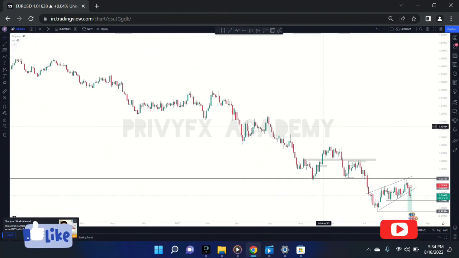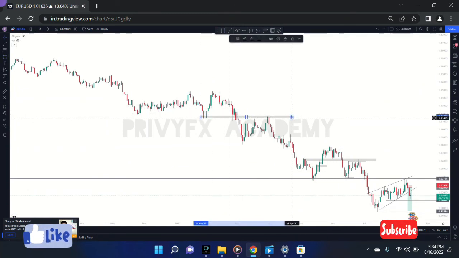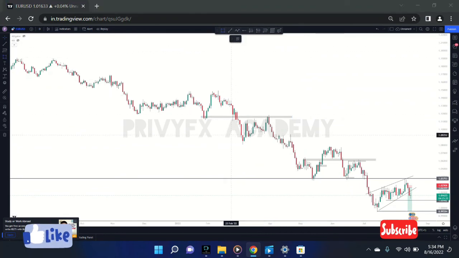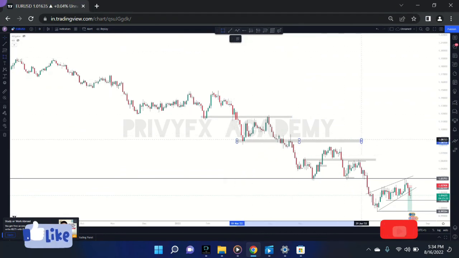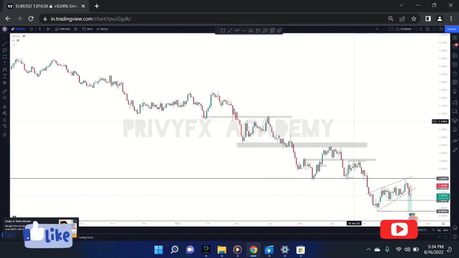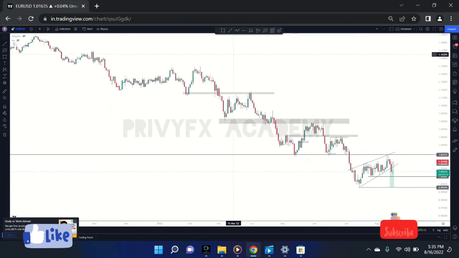You can see, let's not kid ourselves. This is on the daily time frame. You can see, imagine you took all these trades, you should be swimming in money now.